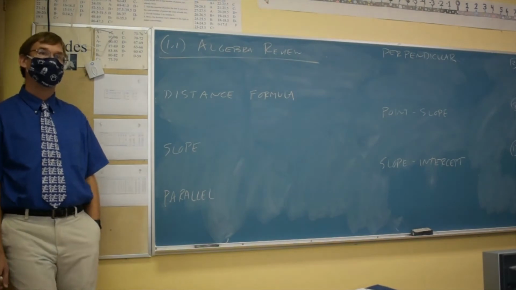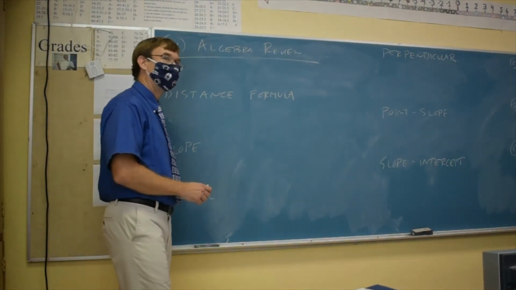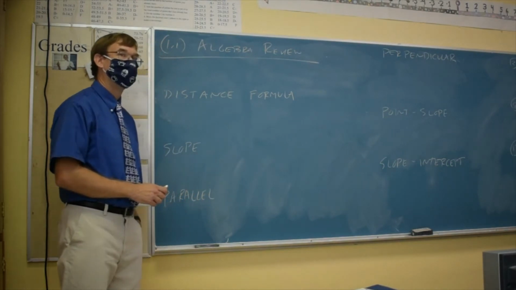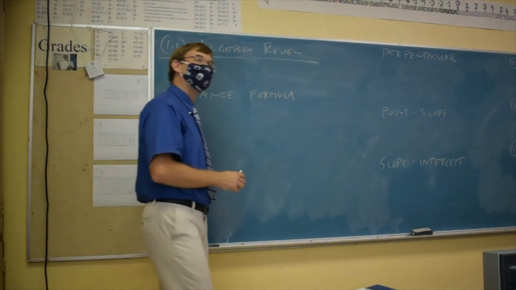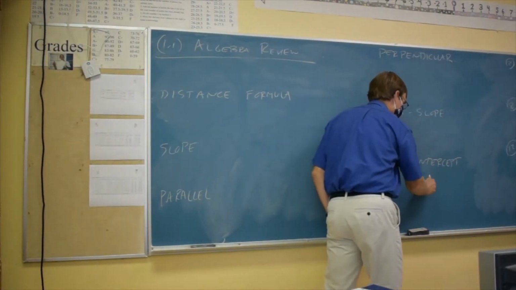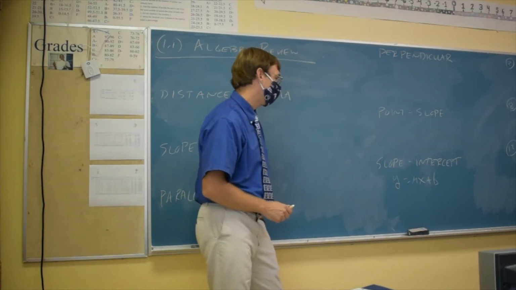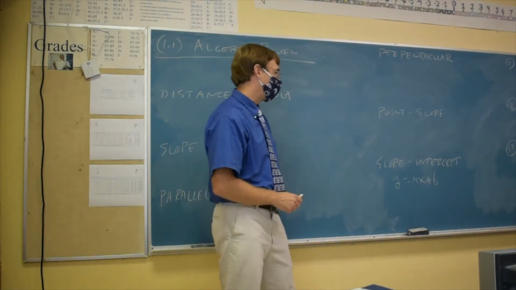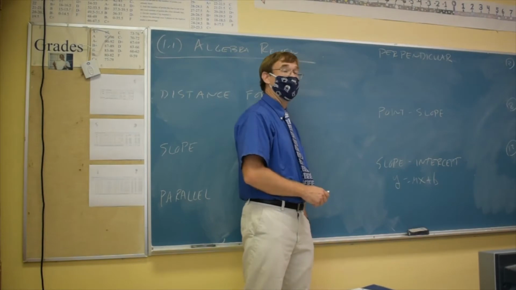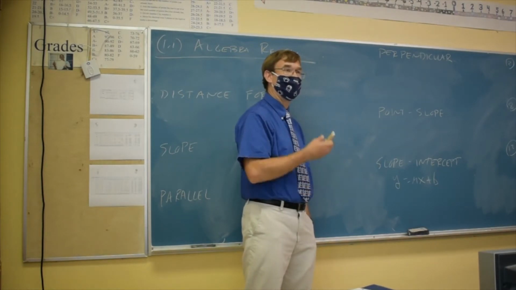Yes, ma'am. Y equals mx plus b. What is that? Slope intercept, good. So slope intercept form is y equals mx plus b. Anybody want to expound a little more detail on that? That is where we want to live for a minute. Anybody say anything more about that?